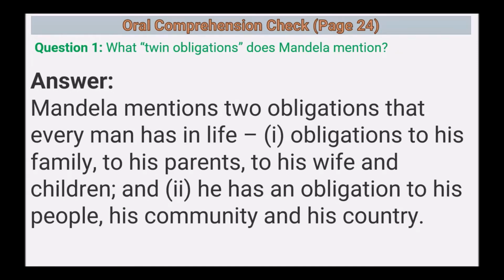What twin obligations does Mandela mention? Mandela mentioned two obligations that every human has in life: an obligation to his family, to his parents, to his wife and children. And he has an obligation to his people, his community and his country.